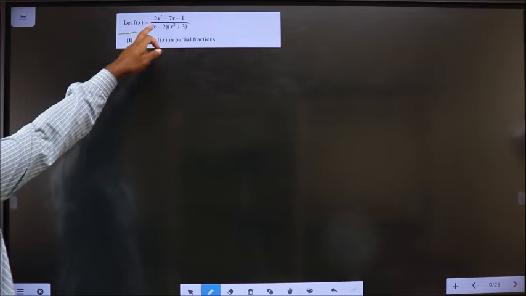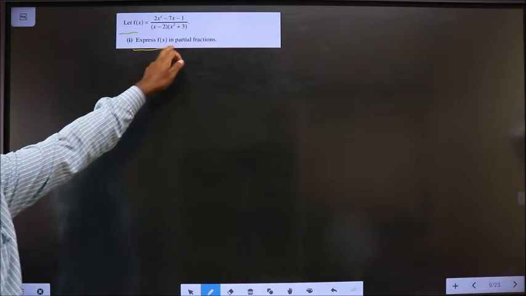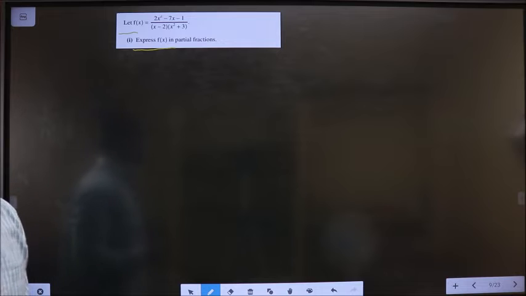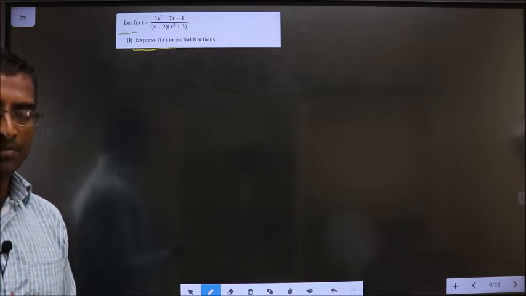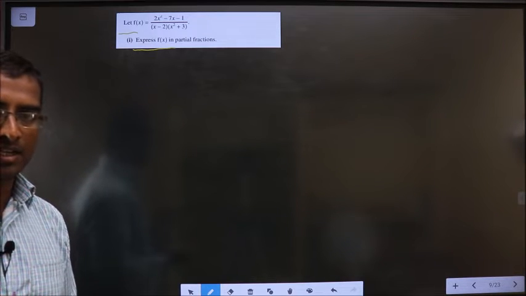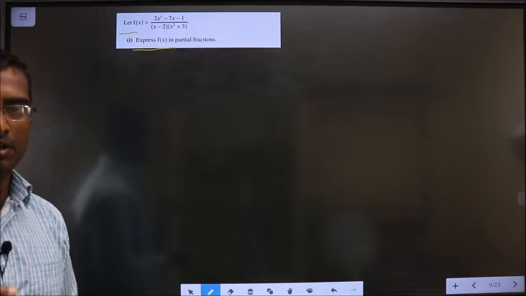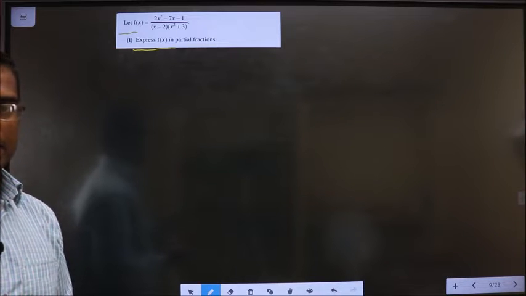Let f of x equal to this, express f of x in partial fractions. Whenever you want to express it in partial fractions, step 1, check whether it is proper or improper. And how do we check that? See.